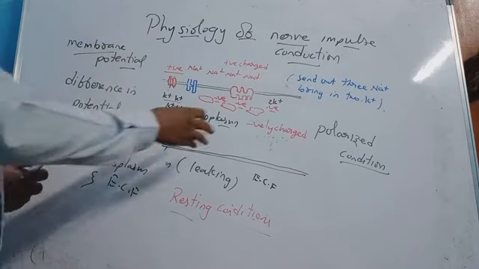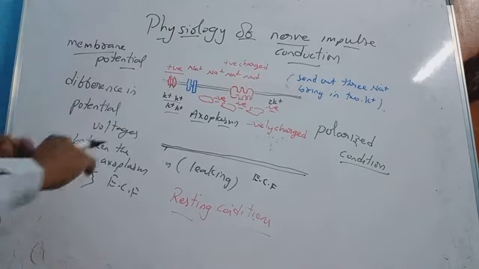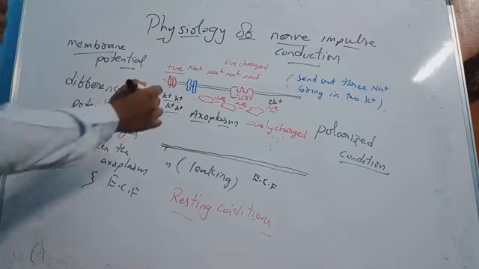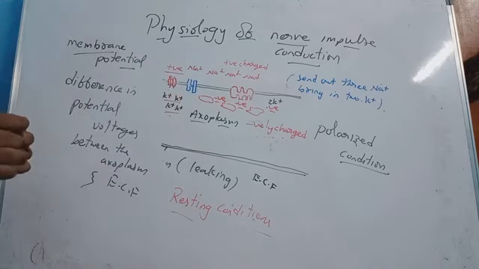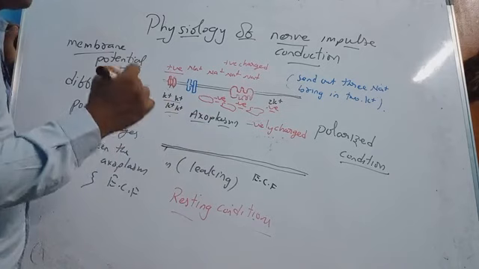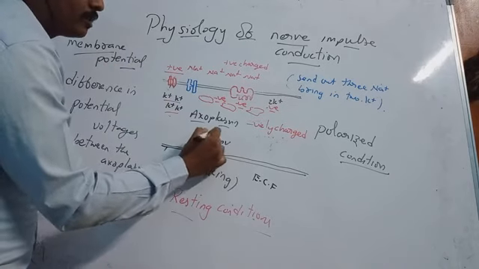That is, we will have negative charge inside and positive charge outside. And moreover, we have more potassium inside and more sodium outside due to the permeability of the potassium. Okay, so now the point is this charge. How much is the charge? The charge is minus 70 millivolts.